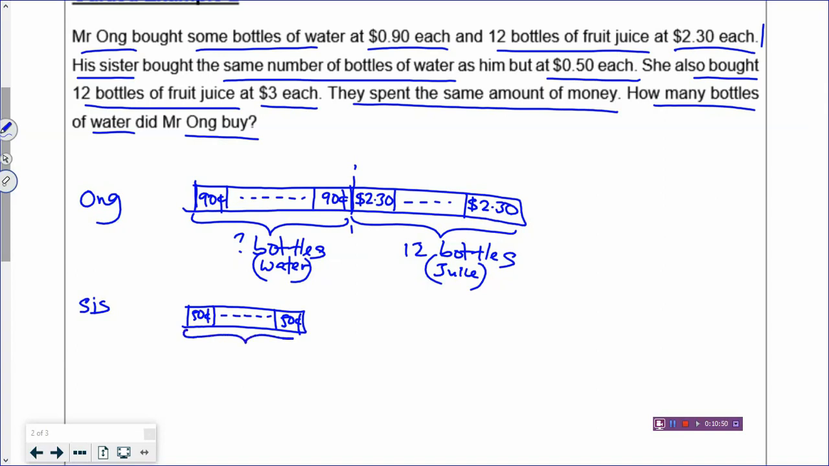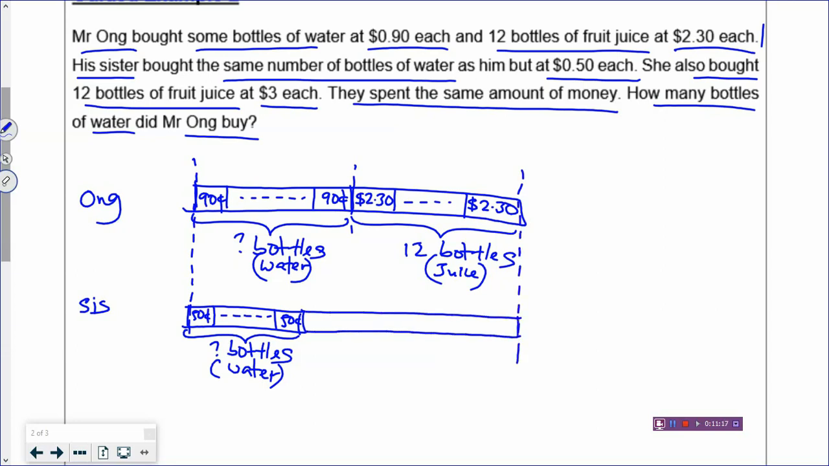So let's label bottles of water. We don't know how many bottles of water the sister bought, but it's the same number. And then she also bought 12 bottles of fruit juice at $3 each, and they both spent the same amount. So how do you show the same amounts of money? Equal concept. So you draw the same length, the same rectangle. Same amount means equal concept. So she bought 12 bottles of fruit juice. So this is your 12 bottles of fruit juice.